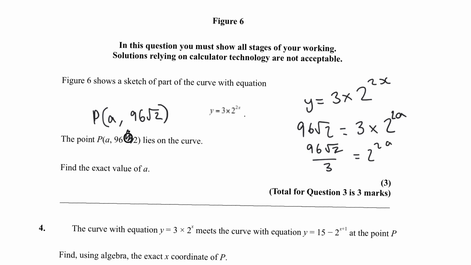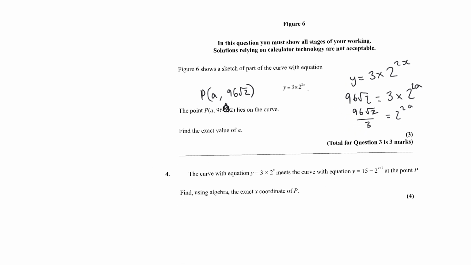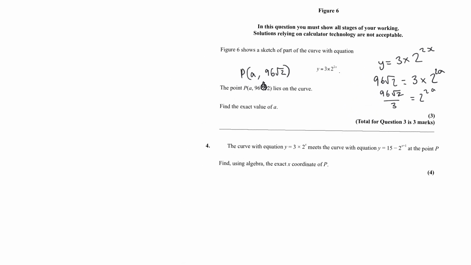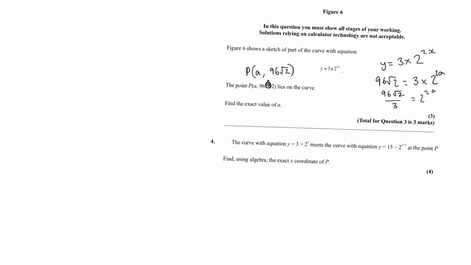I'm going to do the same thing as before, because I do not have enough space for working out there. That was question 3, but I'll just continue on from here. Remember, when you're dividing surds, the surd is not going to change any of the numbers. So that's going to be 32 root 2 is equal to 2 to the power of 2a.